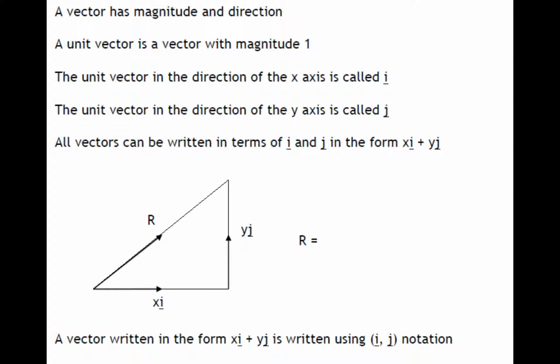So for example, in the diagram below we have the vector r, but it could also be represented by xi to the right and yj upwards. So we would say that r is equal to xi plus yj. A vector written in this form is written using ij notation.